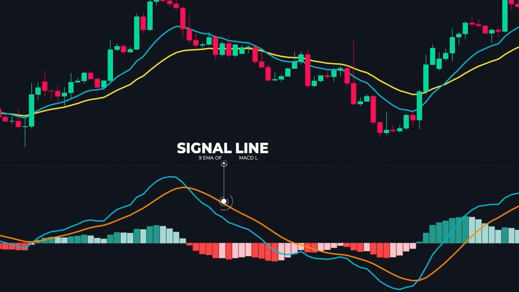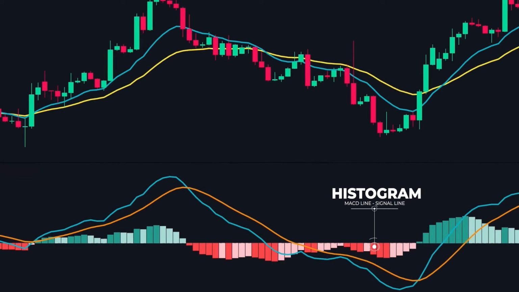The signal line comes next. The signal line is a 9-period exponential moving average of the MACD line that serves as an entry trigger through crosses. Finally, we have a histogram.